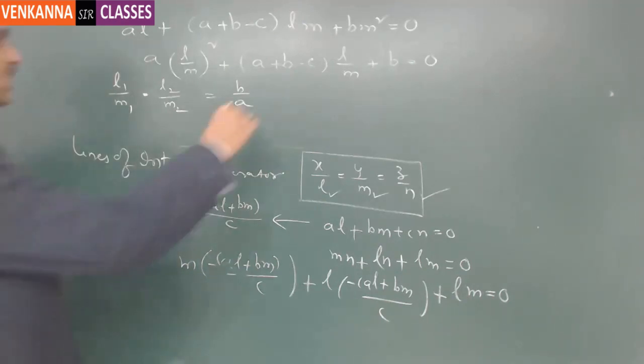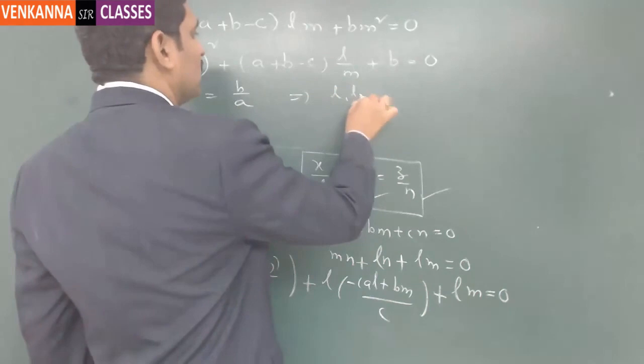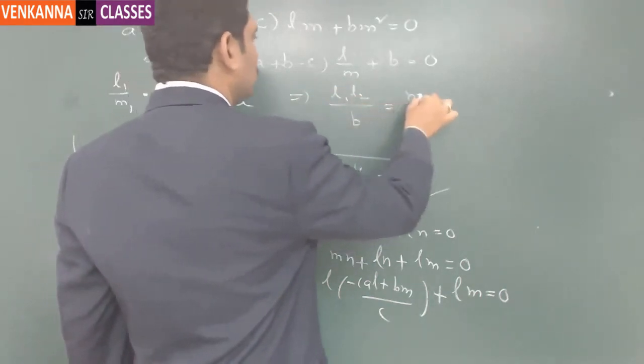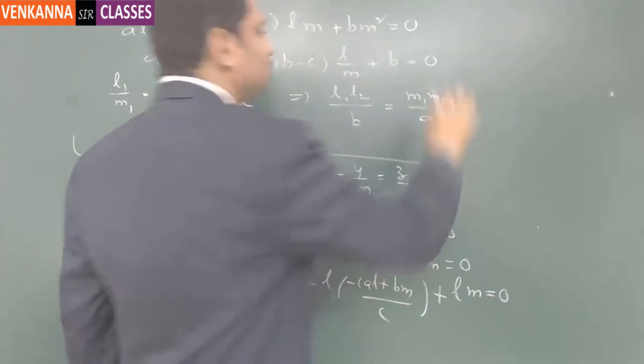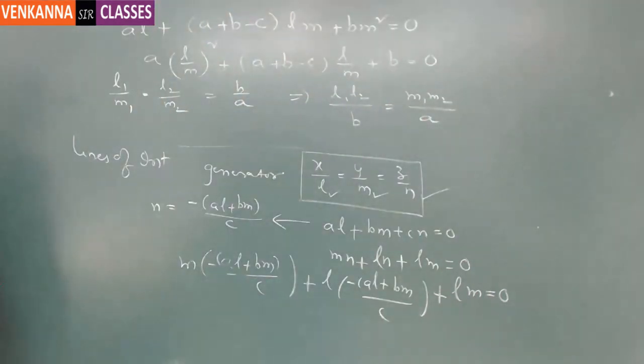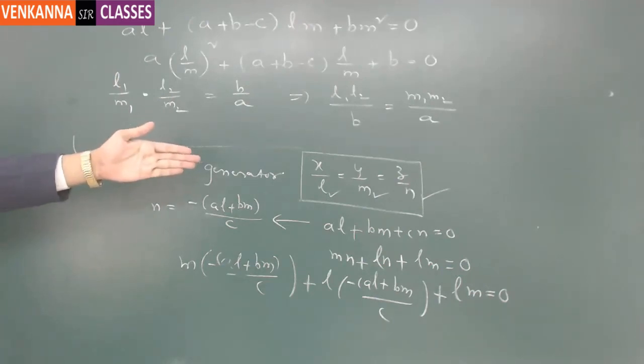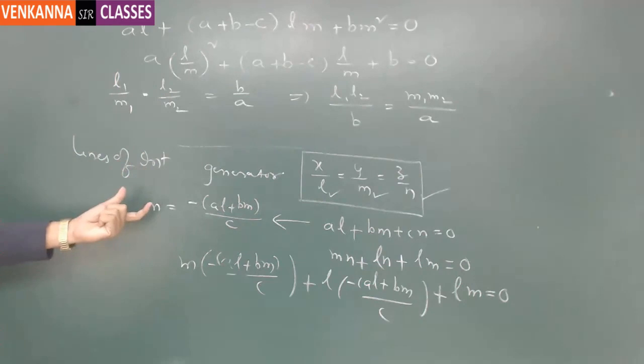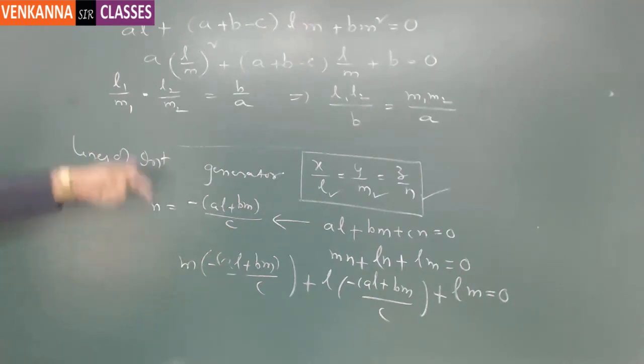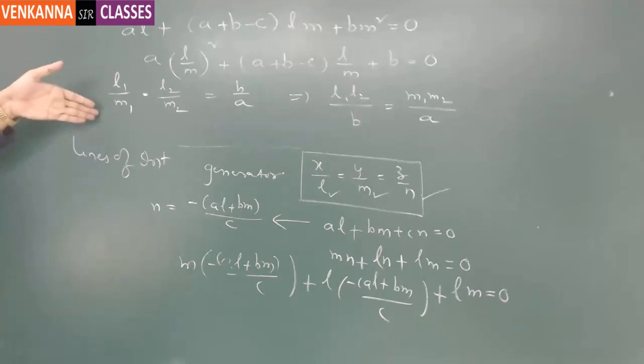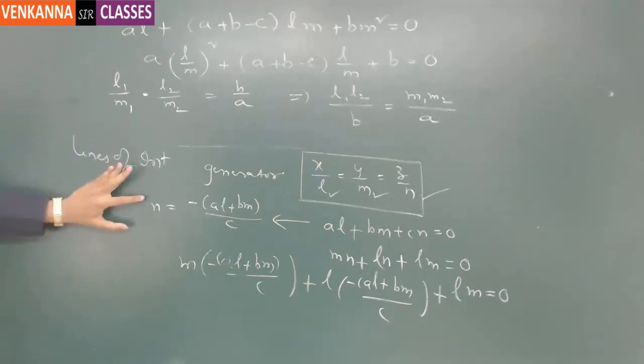Now, which gives that L1 L2 by B is equal to M1 M2 by A. Accepted? Actually what happened, we are doing the usual procedure: I have taken the generator equation, eliminated one parameter, and substituted in the cone equation to get a quadratic one. In the beginning, I eliminated n, so I got the equation which is quadratic in the variables L and M.